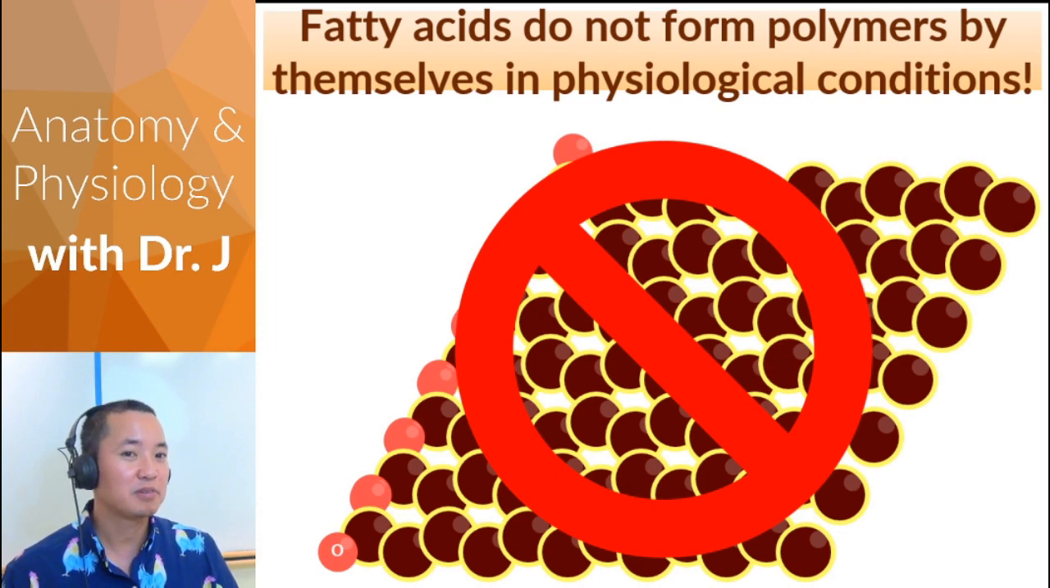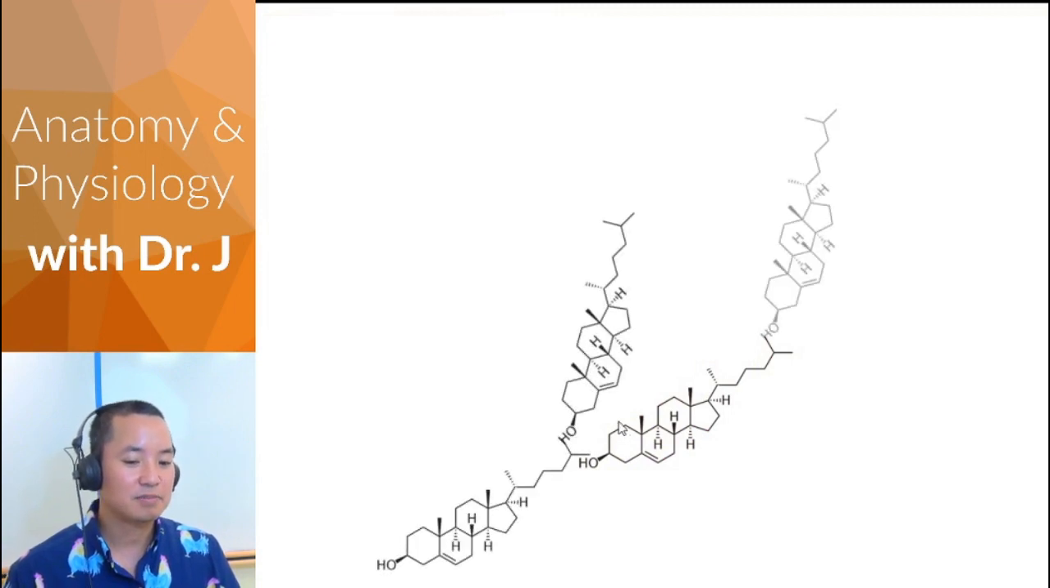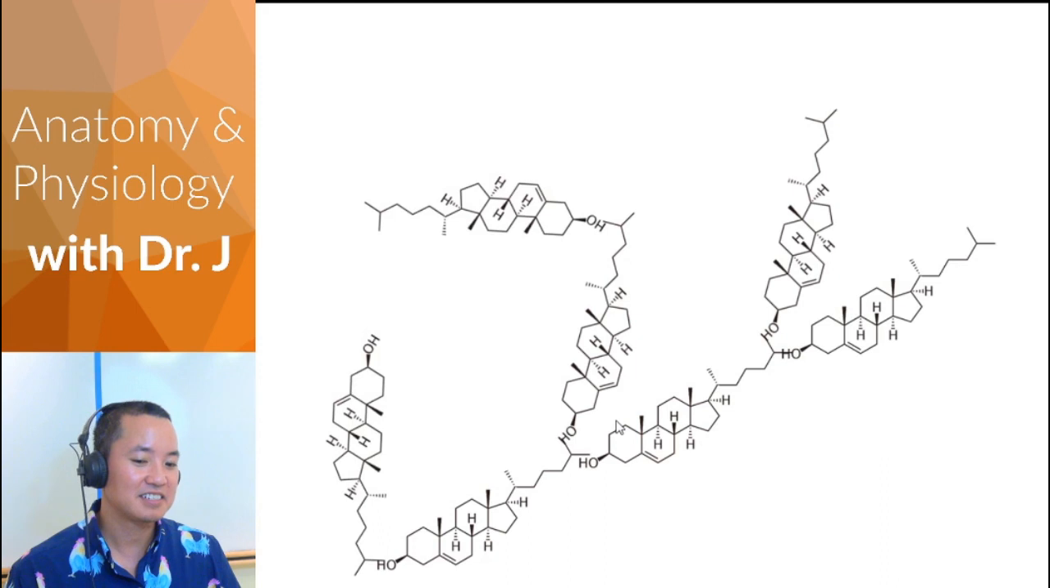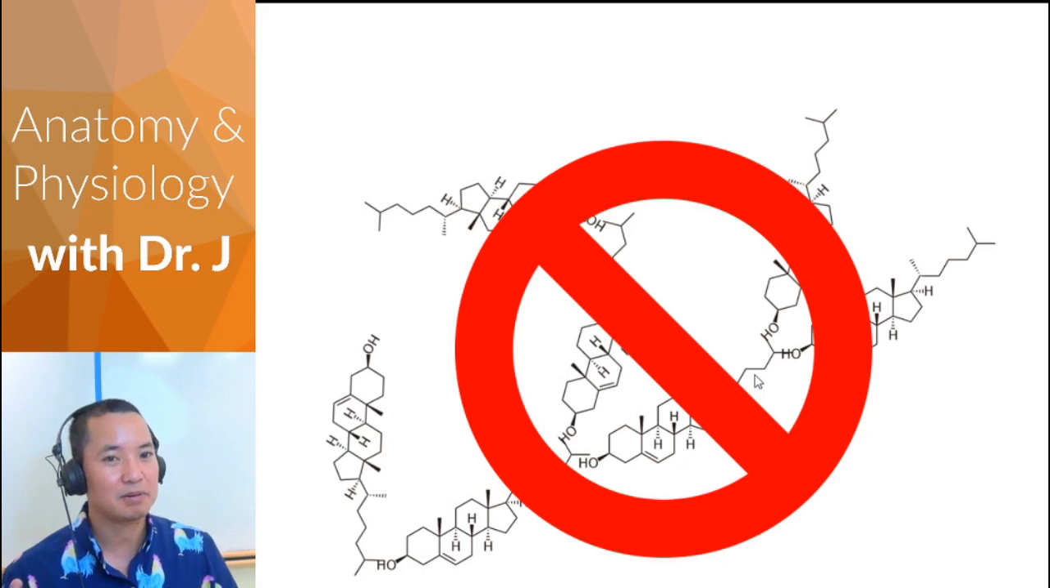At most, you can have 3 linked together, but again, they have to be linked together via glycerol. They are not directly linked to each other like this. And then here's cholesterol. Cholesterol also doesn't form polymers, so you won't see this. This does not happen. Cholesterol does form bigger molecules, but they are not directly linked together like we have with monosaccharides forming a polysaccharide or amino acids forming a polypeptide.